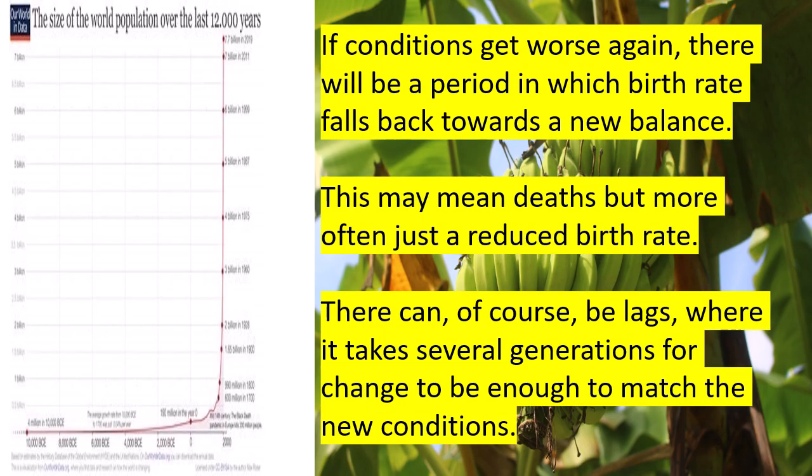If conditions get worse again, there will be a period in which birth rate falls back towards a new balance. This may mean deaths, but more often just a reduced birth rate. There can, of course, be lags where it takes several generations for change to be enough to match the new conditions.